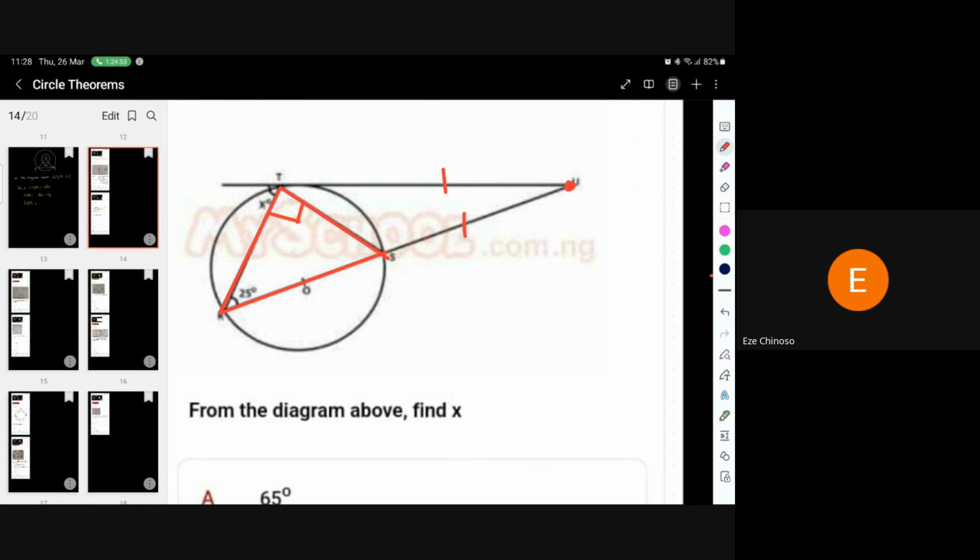Someone, do you agree? Good. If it is 90 degrees, good. We can now get this angle here. Why am I stressing myself to get this angle here?